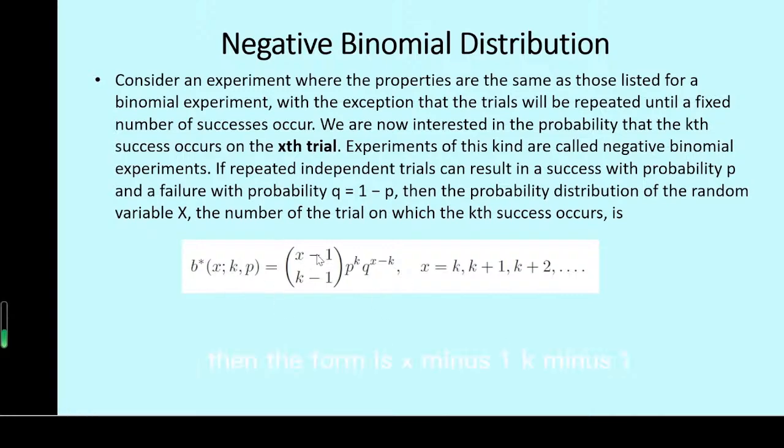Then the form is the combination of x minus 1 choose k minus 1, times p to the power k and q to the power x minus k. Why do we use the combination x minus 1 choose k minus 1 here? Because we know the kth success is on the xth trial, so the kth success can be excluded from the total combination. So we only have x minus 1 choose k minus 1 combinations left, then times p to the power k and q to the power x minus k.